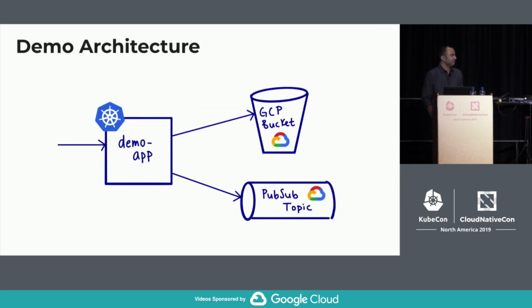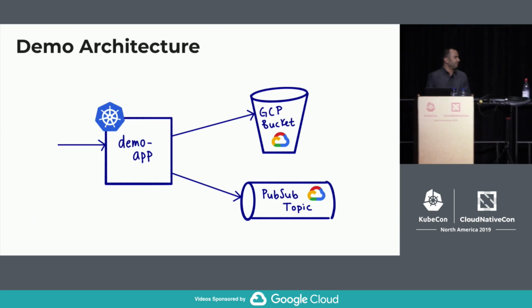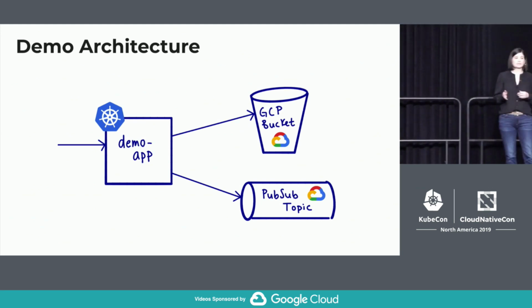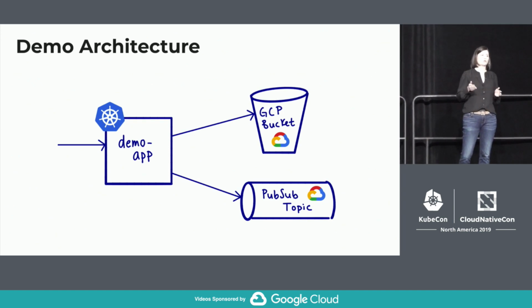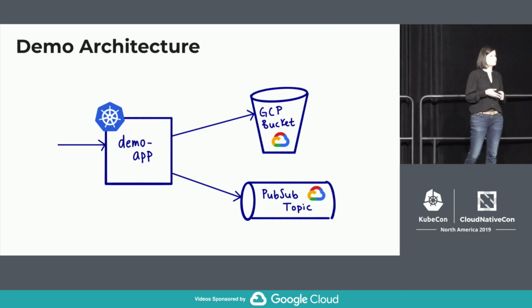Okay, so quick recap of our demo architecture. We have our application that receives a message, it places it in a bucket, and then sends out a notification on PubSub. We're going to use Go to write our application, so let's go ahead and take a look at our Go code.